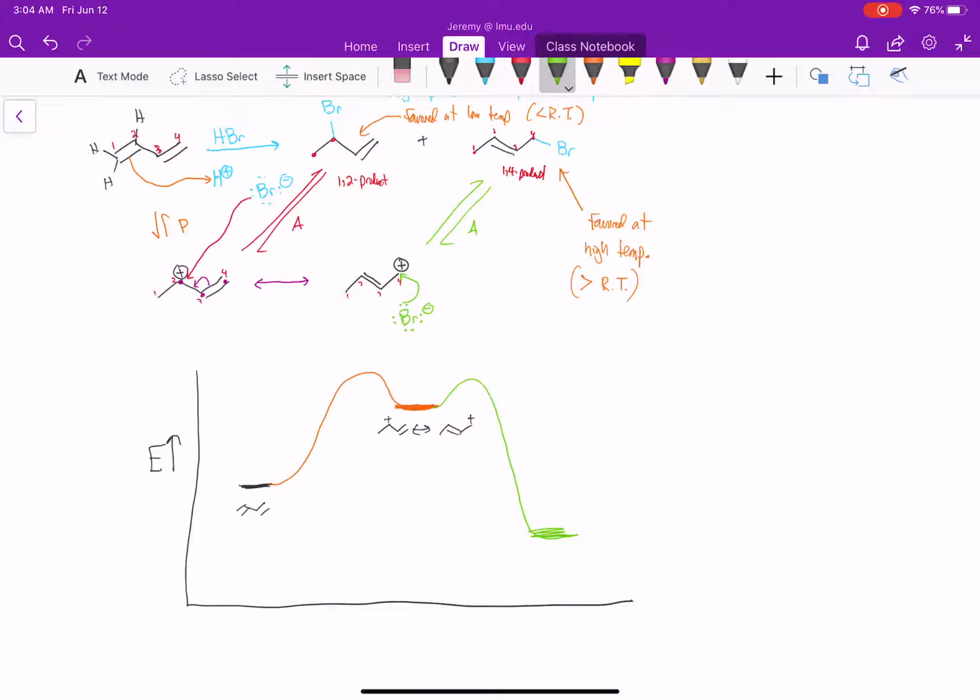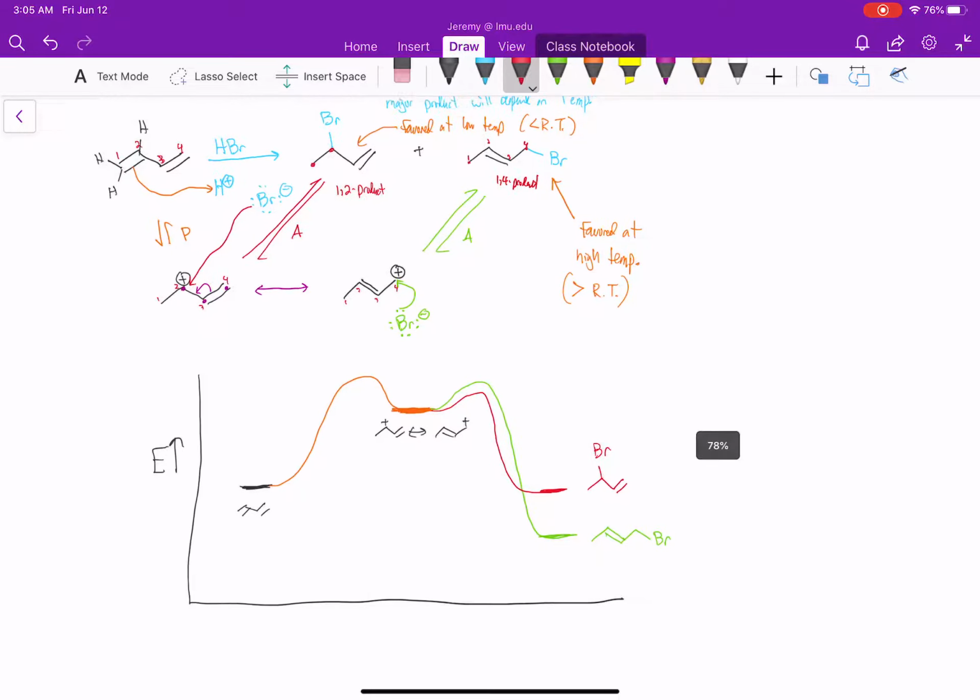We can follow our green path, which gets us our 1,4 product, or we can follow our red path, which gets us our 1,2 product.